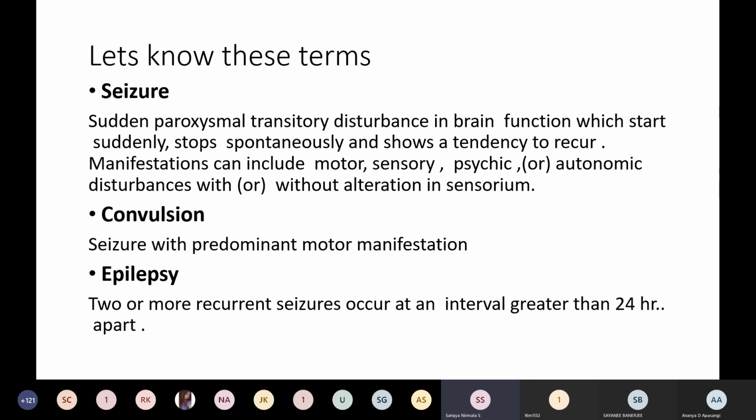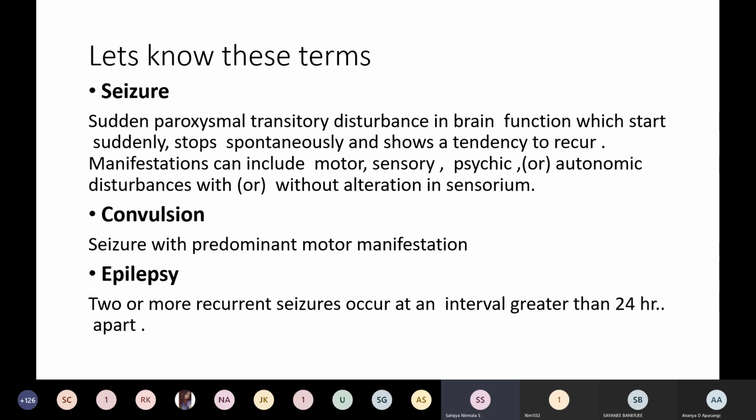You must have heard these three terms: seizure, convulsion and epilepsy. Are they the same, or can we use them interchangeably? Just a brief look at what these three terminologies are. Just now I have defined seizure. In addition, you have to know it can manifest as motor, sensory, autonomic or even psychic disturbance, with or without alteration in the sensorium. So this is a seizure.